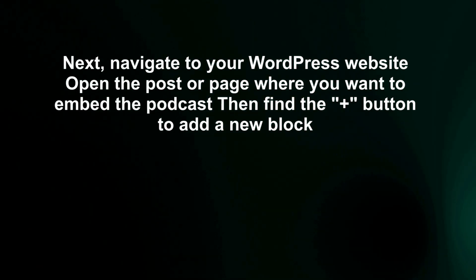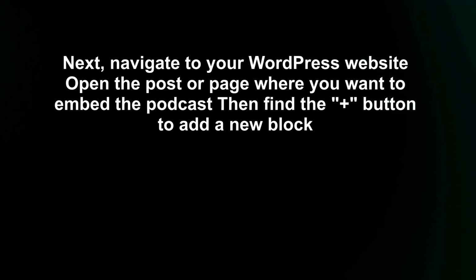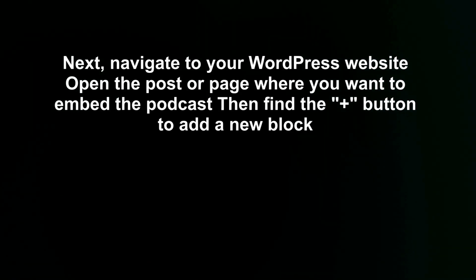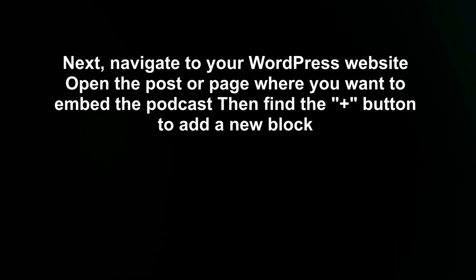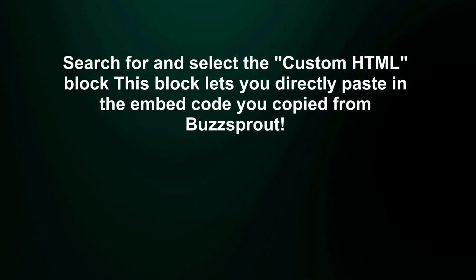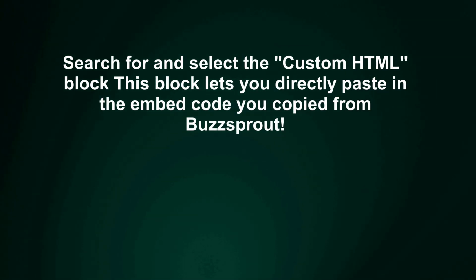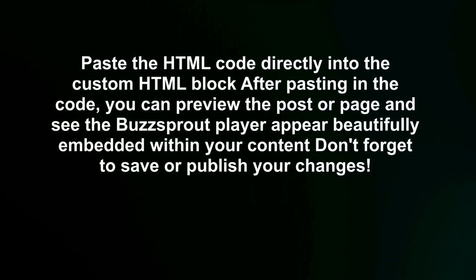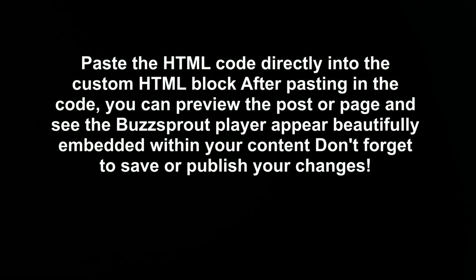Next, navigate to your WordPress website, open the post or page where you want to embed the podcast, then find the plus button to add a new block. Search for and select the custom HTML block. This block lets you directly paste in the embed code you copied from Buzzsprout. Paste the HTML code directly into the custom HTML block.